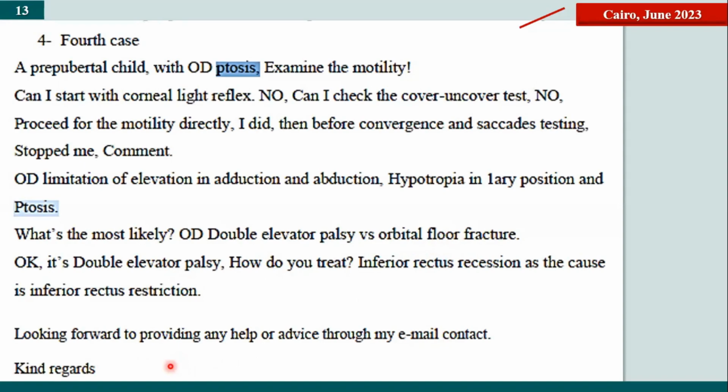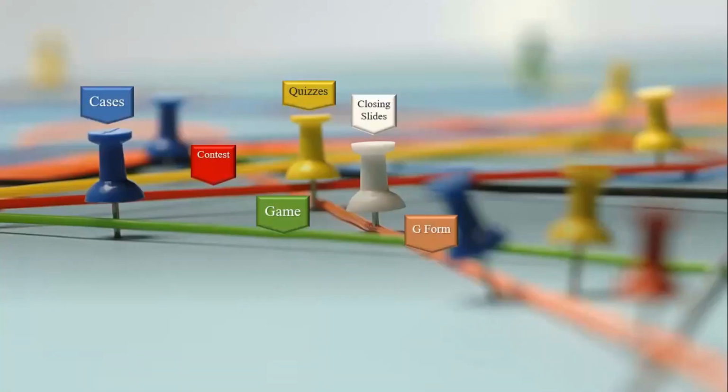So the candidate was so sweet, looking forward to providing any help or advice. Some candidates actually go above and beyond the duty, as they say, and they are very helpful. Not only did they write down their experience, but they are also willing to help any other candidates. Okay, we finished this first section. Shift to the next one, which will be more exciting because this will be about quizzes.